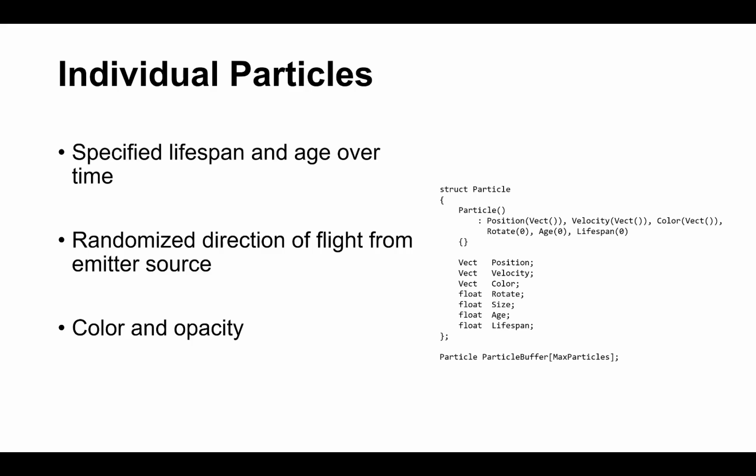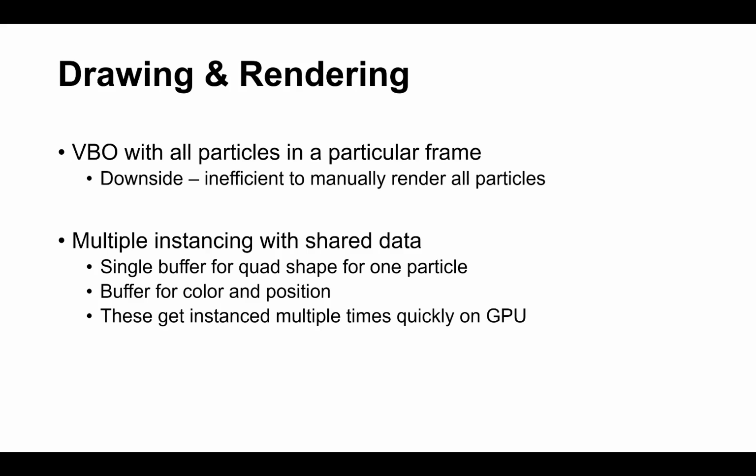So once you have all of these particles, you'd obviously want to draw and render them. There are a couple of major ways that I researched and found that this can be done. One is that you could have, for example, a VBO with a list of all the particles and all of their properties, and send all of that information to the GPU and have it render and draw them all. The downside of this is that it's inefficient to manually render and draw a very large number of particles, and this could inevitably lead to slowdown and processor lag.